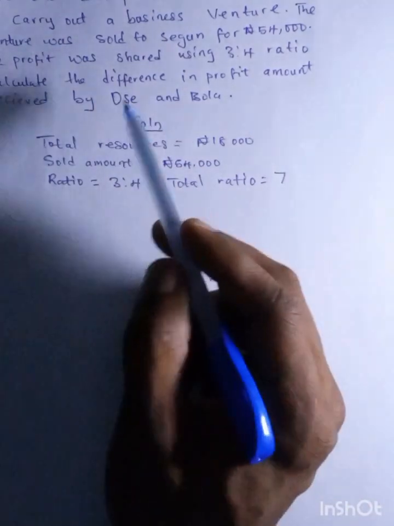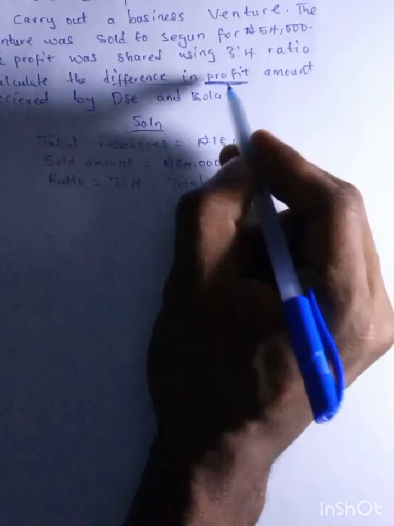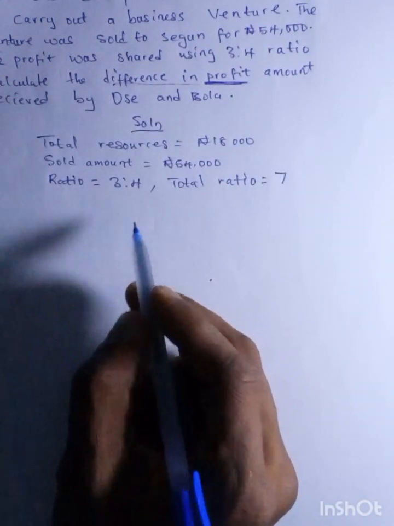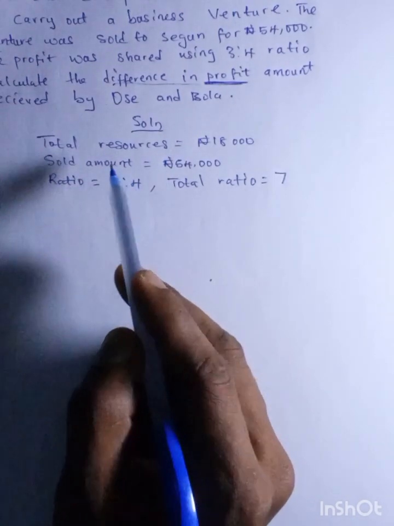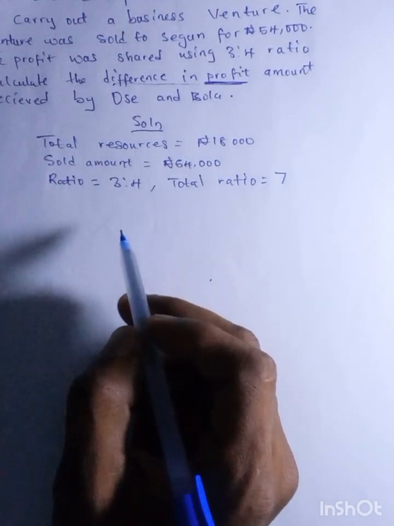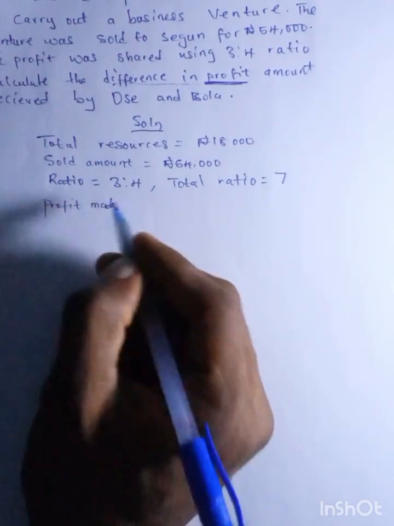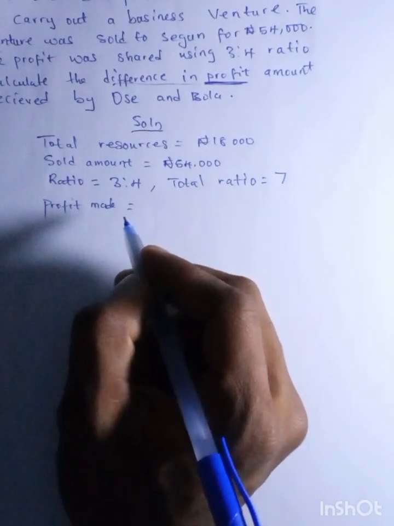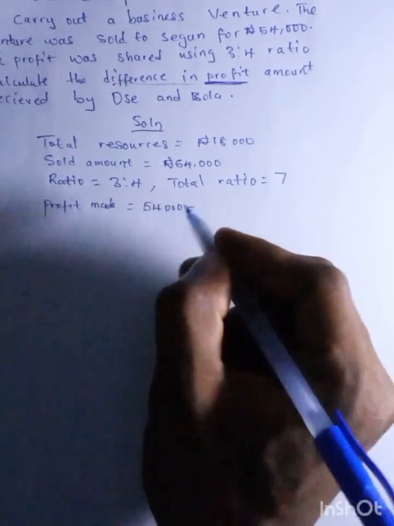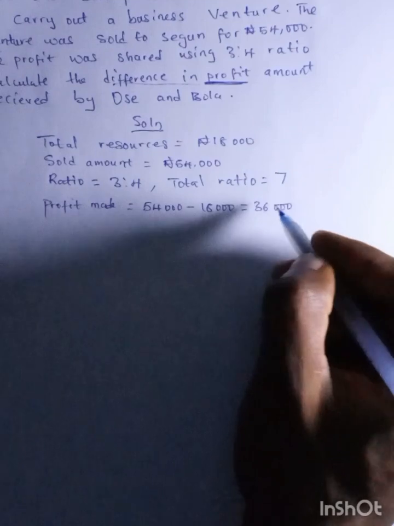Now what do we have to do? They said we should calculate the difference in profit amount. So what we need to find first is the profit before we can get the difference in profit. So what's the profit made from this transaction? Profit made from the business will be equal to sold amount minus the resources. So 54,000 minus 18,000 is equal to 36,000. So that's the profit made.